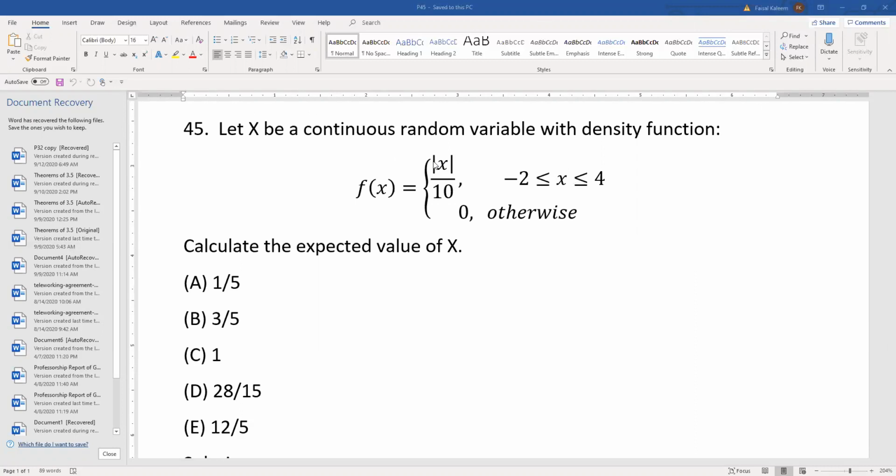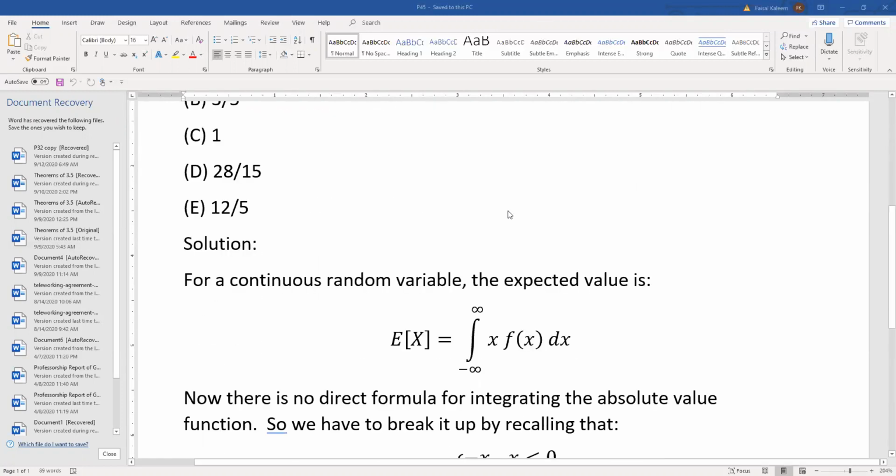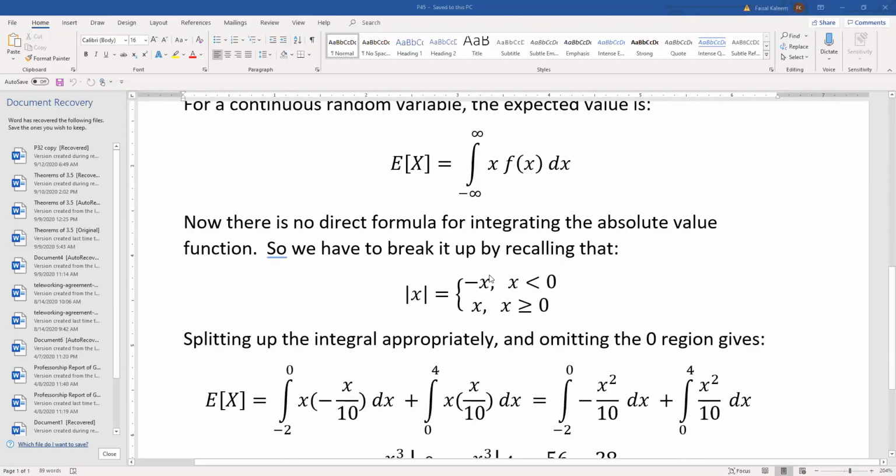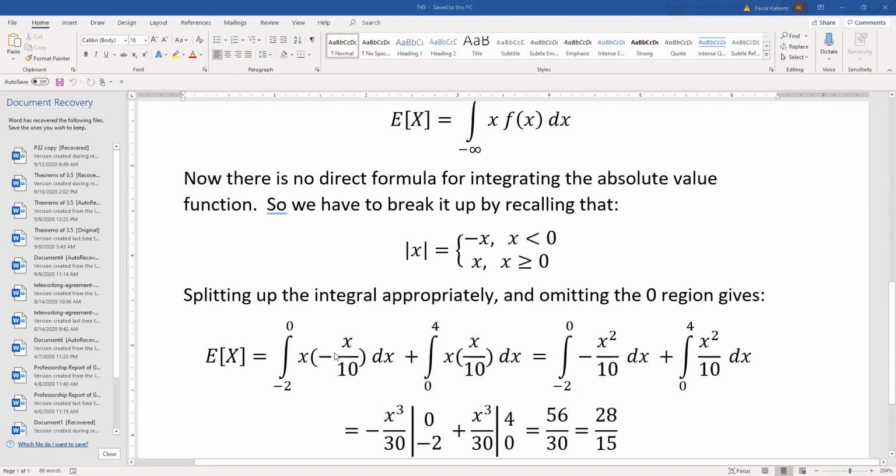So therefore, because of the absolute value, this -2 to 4 range has to be broken down into two parts, one part for each of the sign of the variable. So for the absolute x, we know that it's equal to -x when x is negative, and it's equal to x when x is greater than or equal to 0. So the limits would be from -2 to 0, because that will be one part where absolute x is going to be -x.